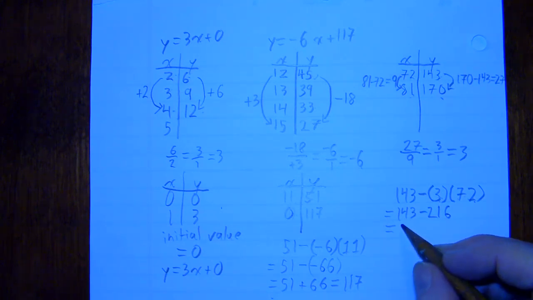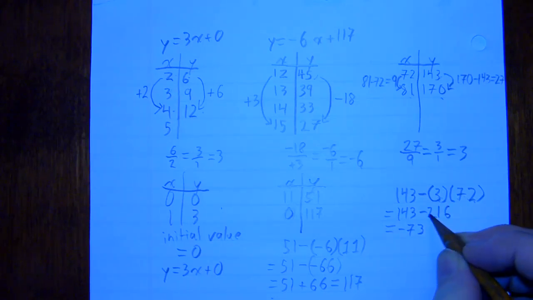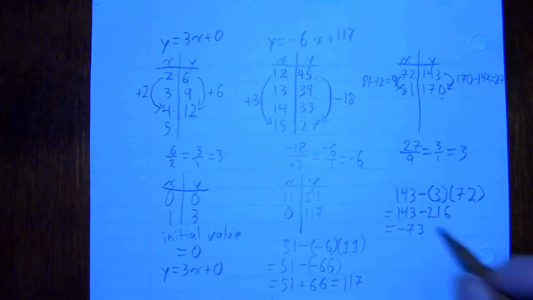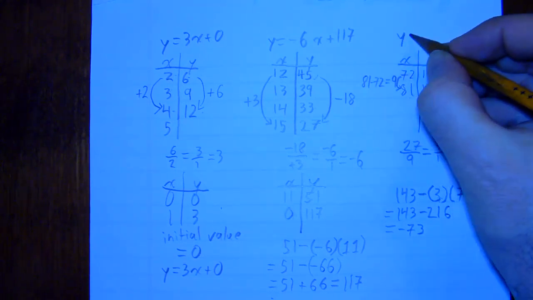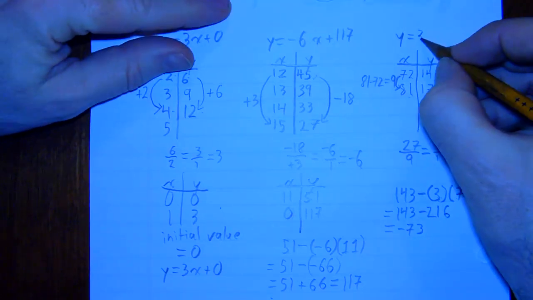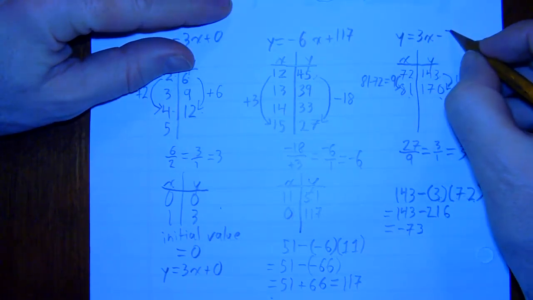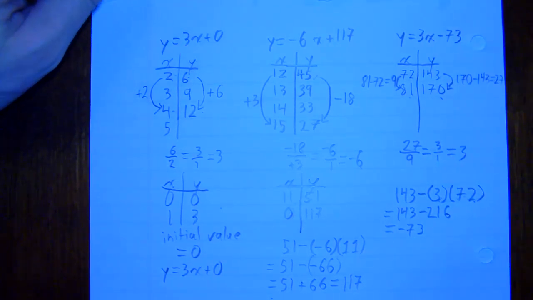73? Yeah, 73. And of course it's negative because we're subtracting a larger number than what we started with. So we have negative 73 as our initial value here. And then we can write our equation, y equals 3x minus 73.